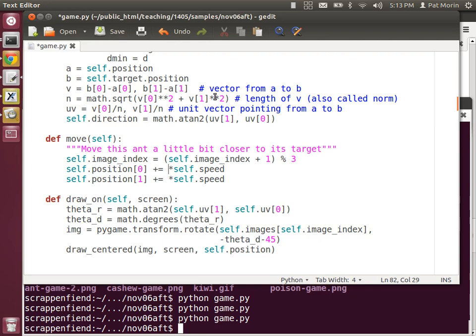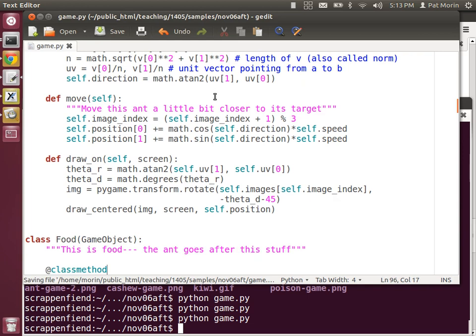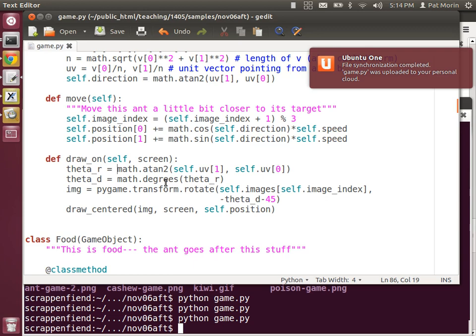Now, if instead of having this vector UV, which has an x and a y coordinate, I have a direction, how do I get back to x and y coordinates? No, direction is just one number. It's just an angle. So how do I turn an angle into coordinates? Yeah. So the x-coordinate is just the cos of that angle. So that's self.direction. And the y-coordinate is just the sine of that angle.